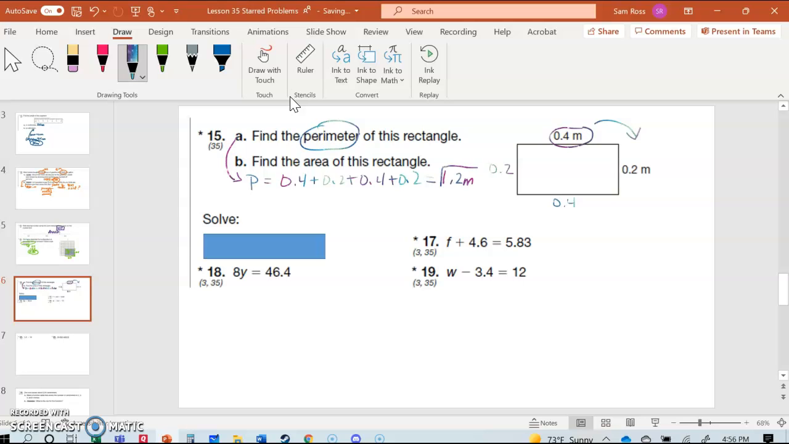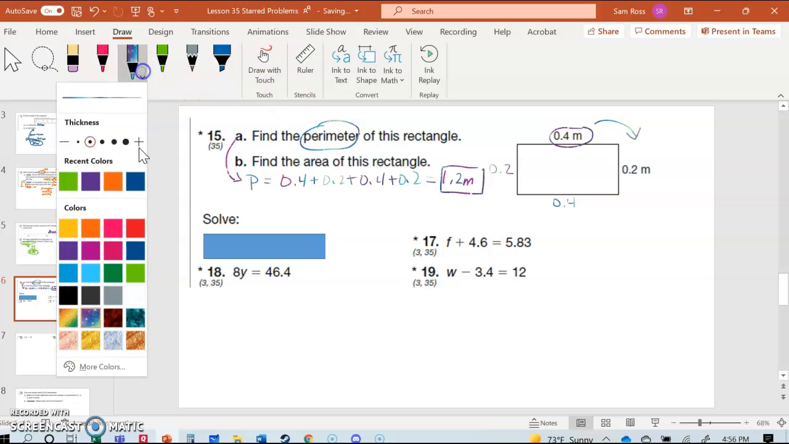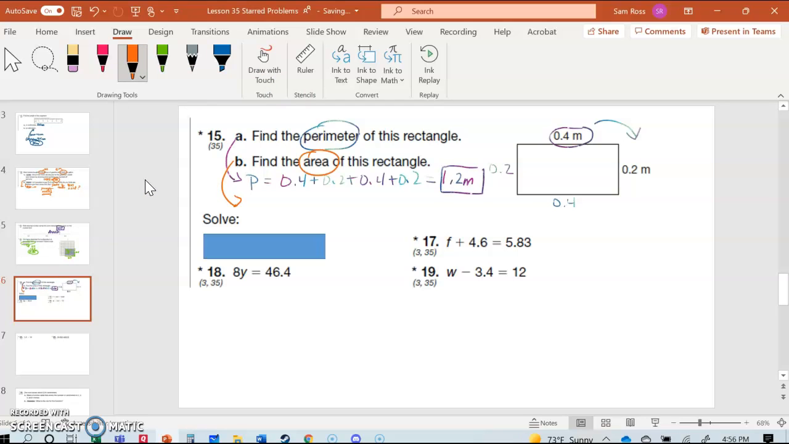Okay, let's change colors here. And then for B, it wants the area of the rectangle, so I know area is equal to length times width. So I have my length here, my width here. 0.4 times 0.2, plug that into your calculator, and you get 0.08, 0.08 meters as your area.